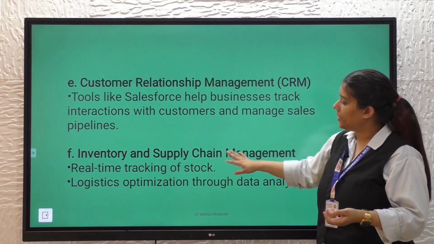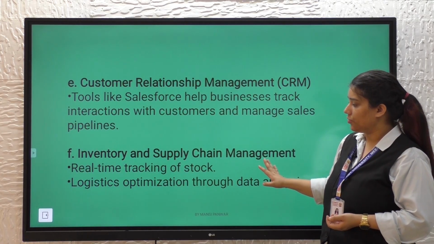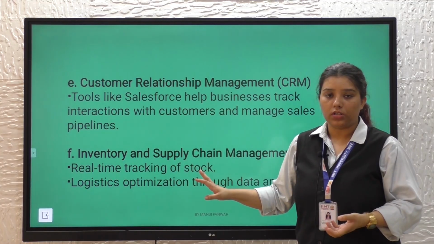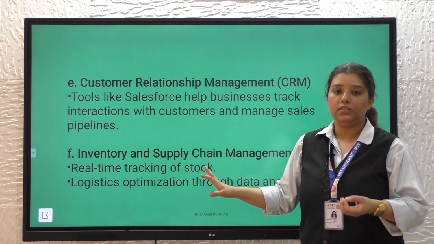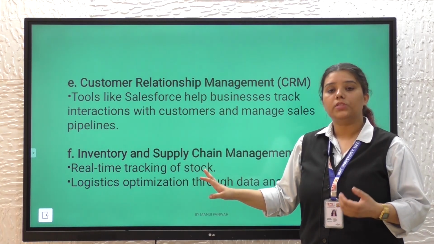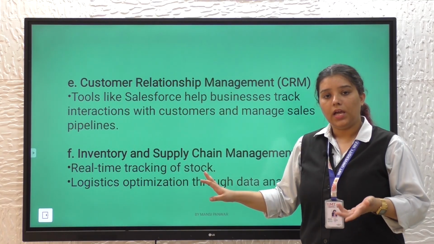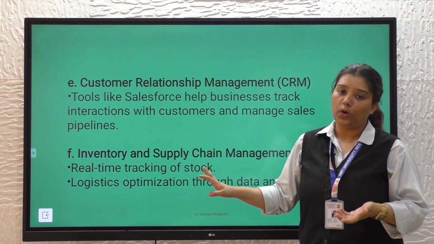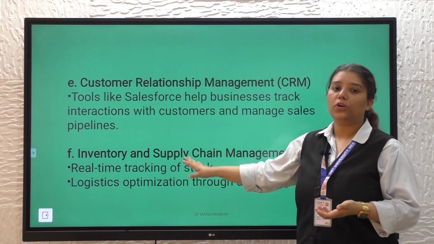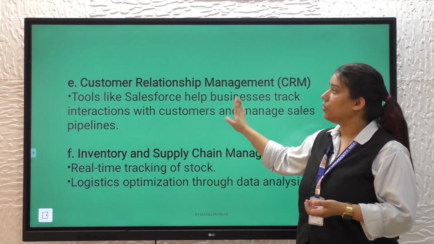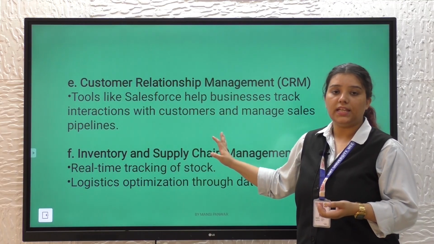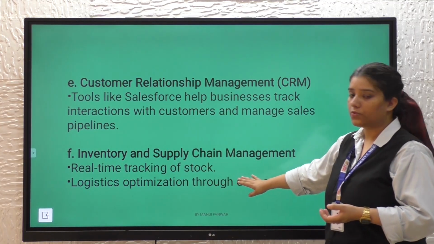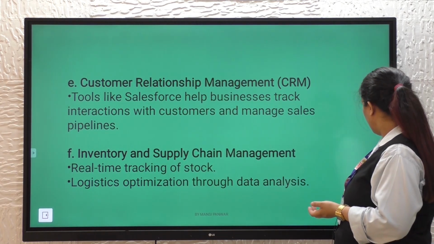Next is inventory and supply chain management. What is inventory? Inventory is the stock that we keep with us as an organization. How much stock is in our inventory, how much is sold, and how much more we require. So all these records can be kept using a computer easily in a business. Real-time tracking of stock, that's what I said.